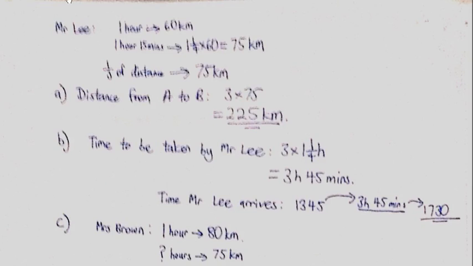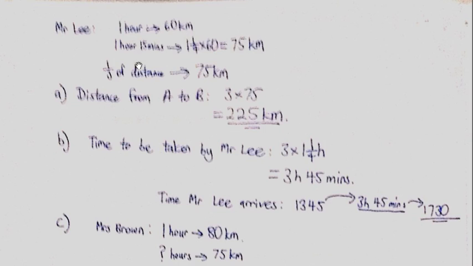Okay, we are told that Mr. Lee's speed is 60 km in 1 hour, so 60 kilometers per hour. So we can see that he has actually traveled 1 hour and 15 minutes from 1345 to 1500. That will be a total of 1 hour and 15 minutes of travel. Therefore, 1 1/4 times 60 kilometers, which gives us 75 kilometers, is the distance traveled.